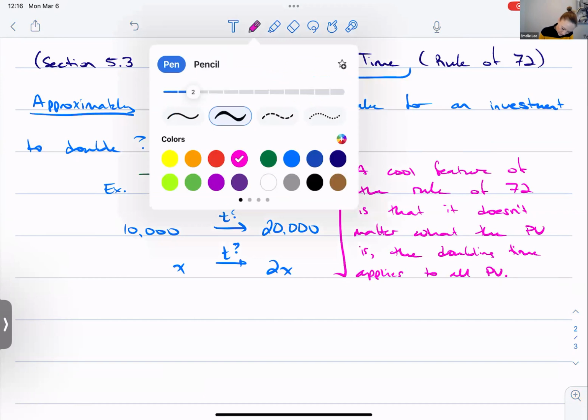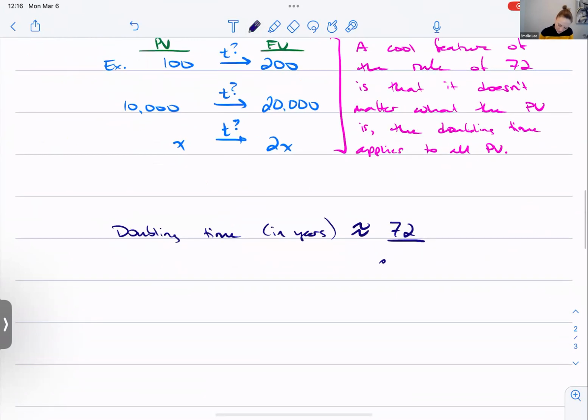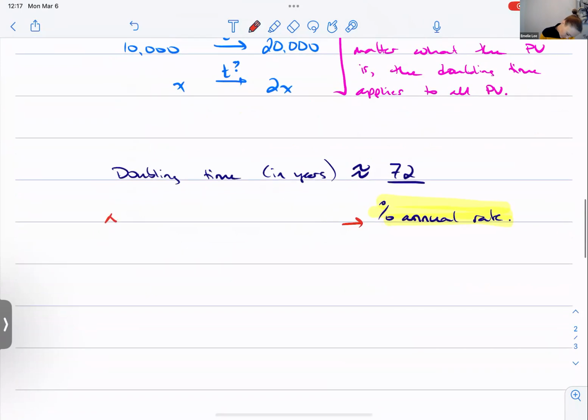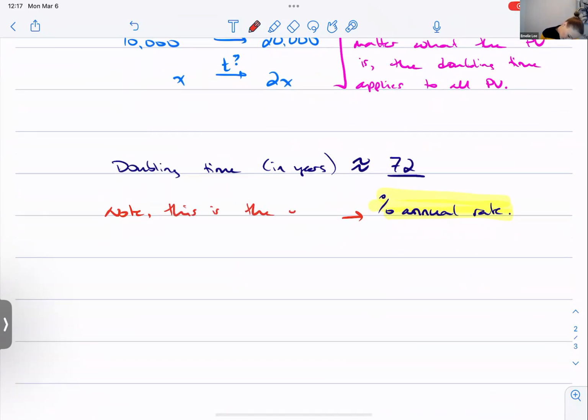So the rule of 72 is what? The rule of 72 says that the doubling time in years is approximately 72 divided by the percent annual rate. This is the only time where we actually use it as the percentage. So note, this is the only time we do not convert the percentage to a decimal. We do not convert the percentage to a decimal.